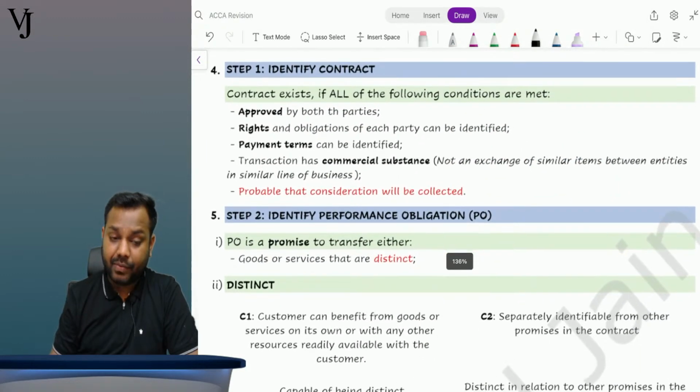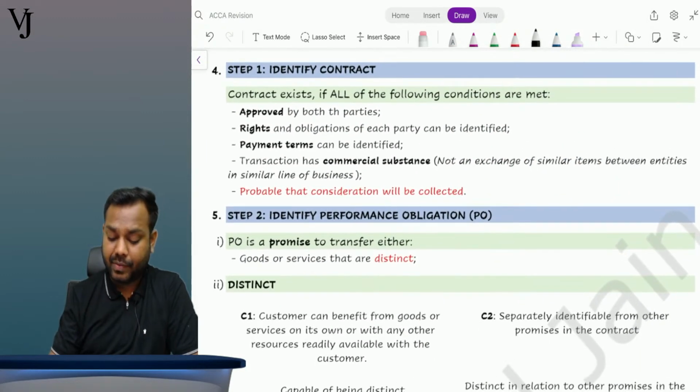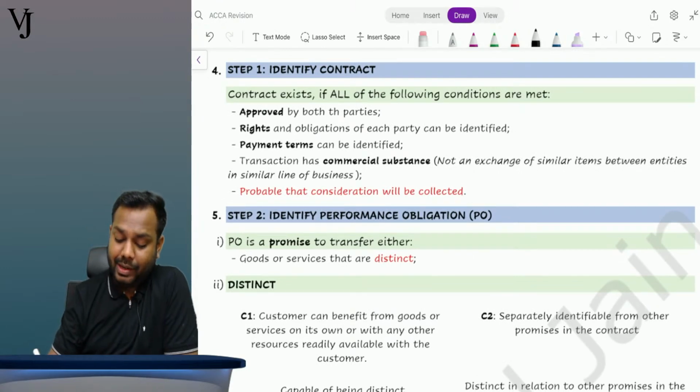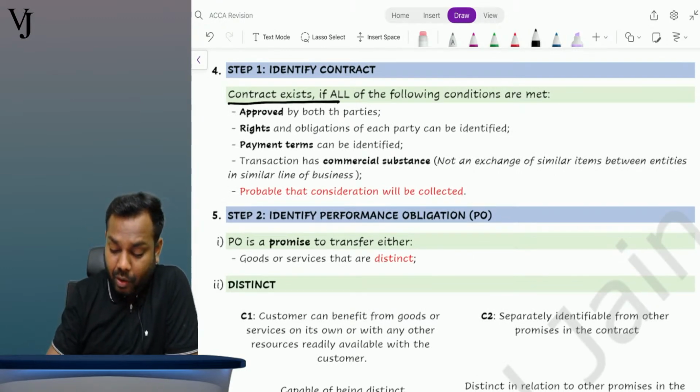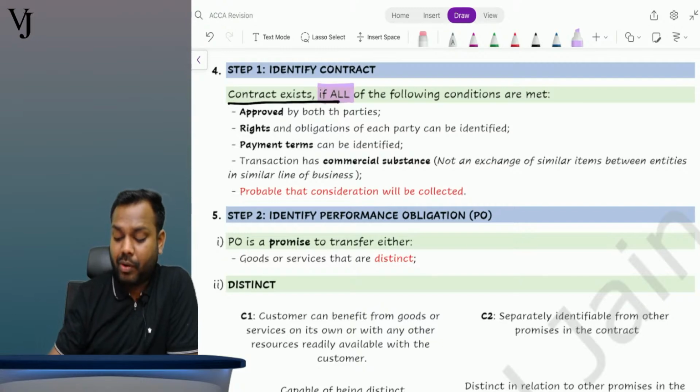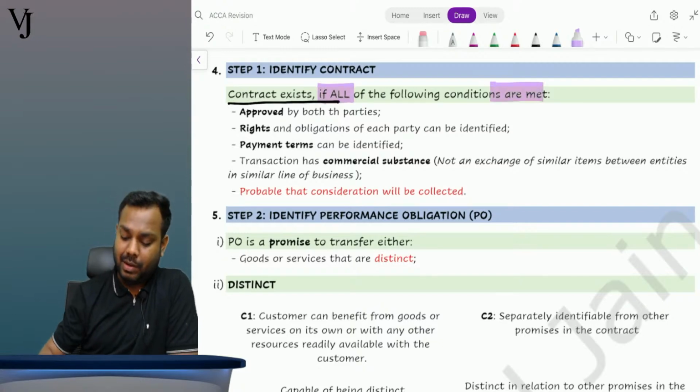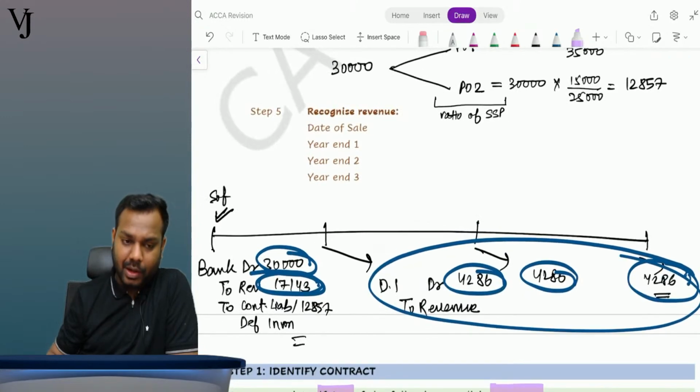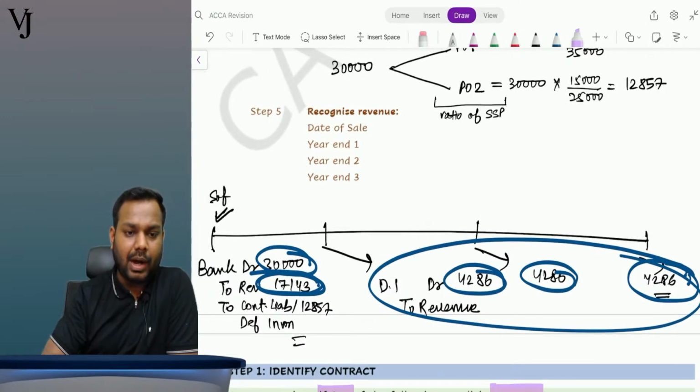Step 1 is identify contract. It says that a contract exists if all of the following conditions are met. Now what are the conditions? Let's hide it. Now you have to answer in one message only.